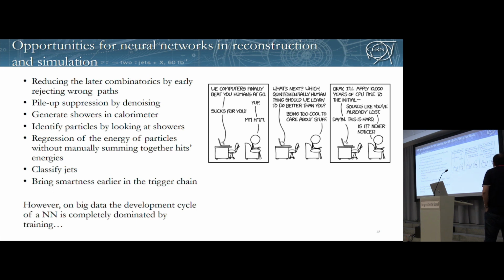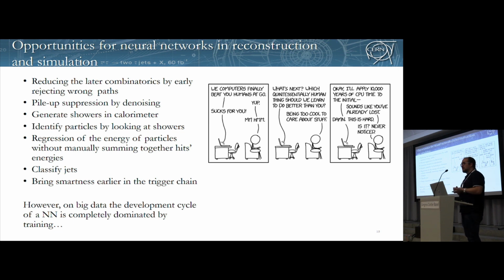Now, where are the opportunities for neural networks in reconstruction and simulation in high energy physics? One is reducing the combinatorics by early rejecting wrong paths. If you know that a particle is not likely to go in a direction or leave two traces which are not compatible, you don't want to explore that path later. So it will reduce the combinatorics. You want to suppress the pileup, so the additional collisions that you get on top of the signal, by applying denoising algorithms. For simulation, you want to generate showers, the ones that we just saw in the calorimeter. You want to generate showers really fast, probably using GANs or whatever we will have by 2026.